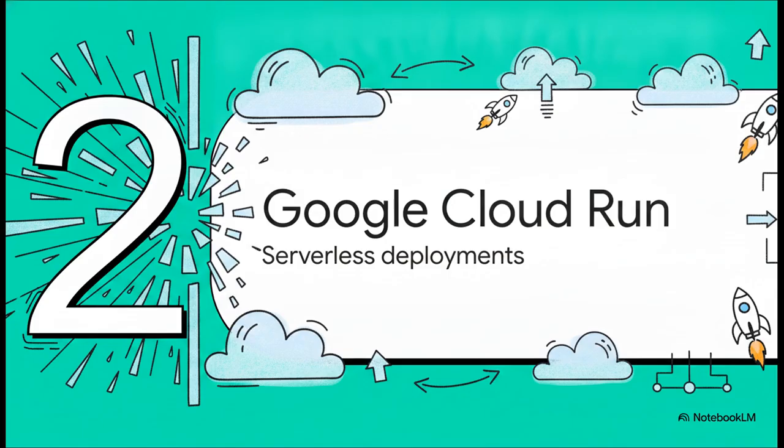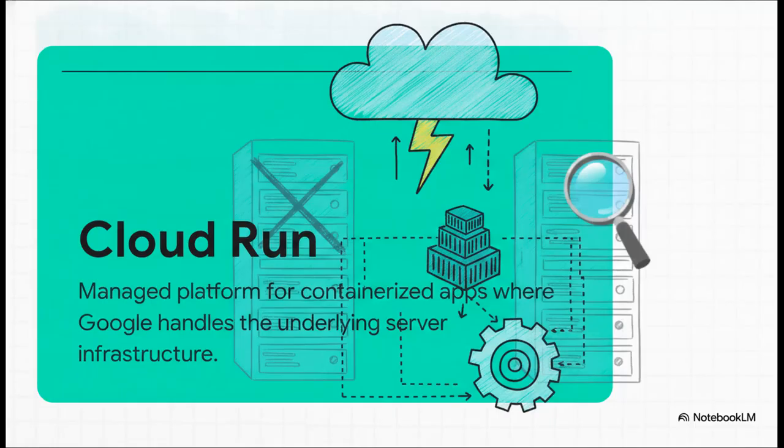Enter Google Cloud Run. This is the paradigm-shifting tool that solves our local limitation entirely. Now, the absolutely crucial point here is understanding what this platform actually does. Cloud Run is a managed platform for running containerized applications. It operates on what we call a serverless architecture. Now, a quick caveat. Serverless doesn't mean servers literally don't exist. It just means you don't have to manage them directly.